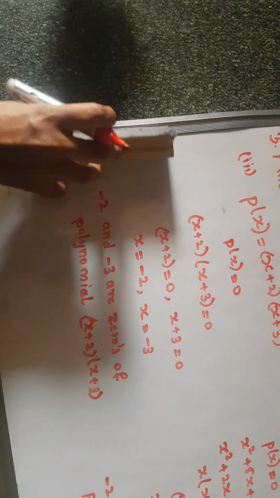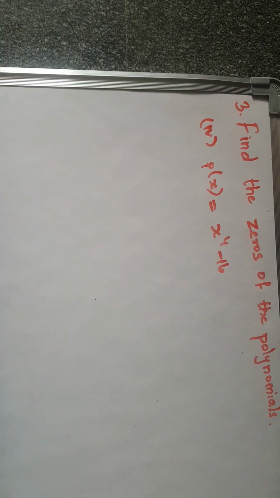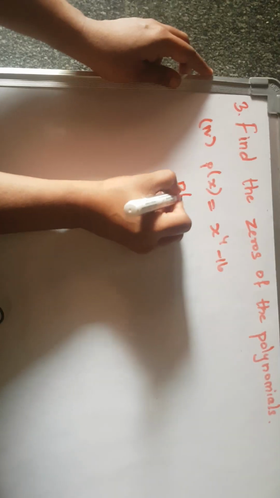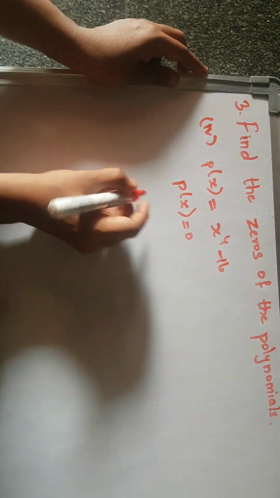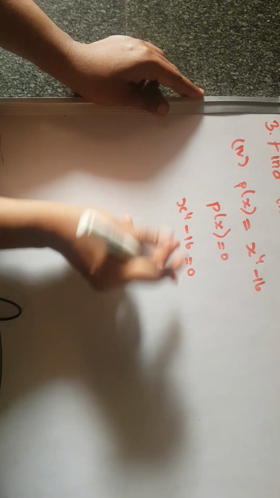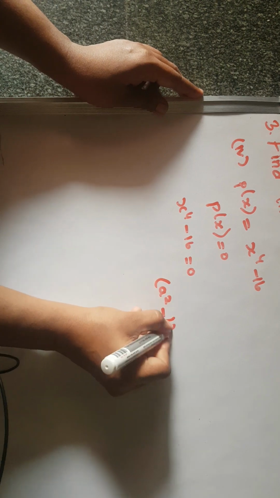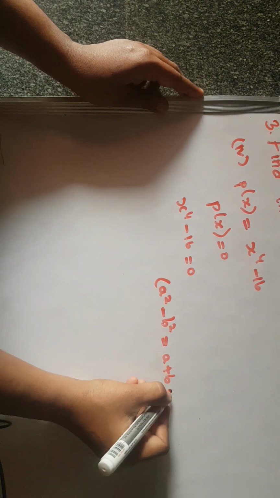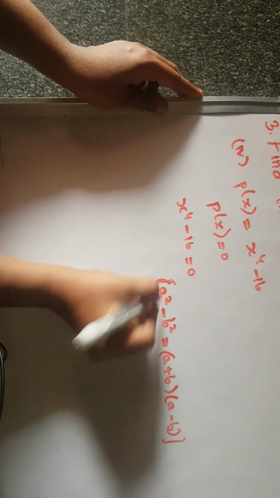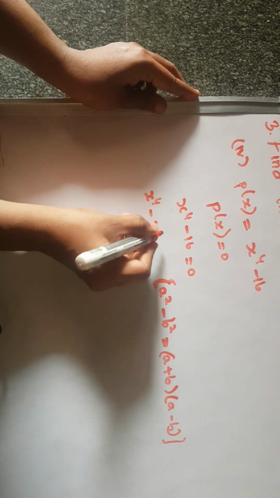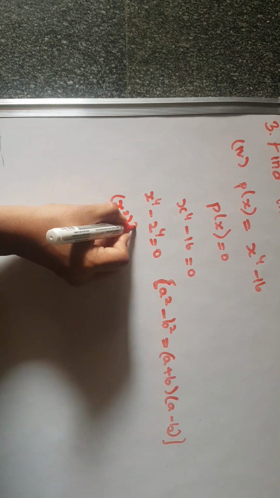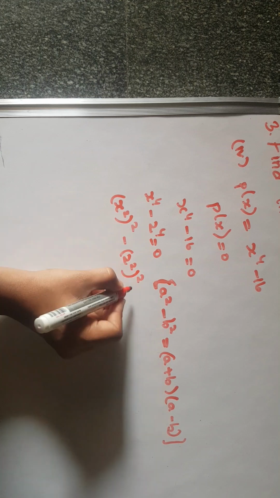Okay, now comes the fourth question. Here p of x equals x power 4 minus 16. Now we have to equate p of x to 0. So x power 4 minus 16 equals 0. This is in the form of a square minus b square, which equals a plus b into a minus b. We have to write this in that form. So x power 4 equals 2 power 4. Now you can write it as x square whole square minus 2 square whole square equals 0.